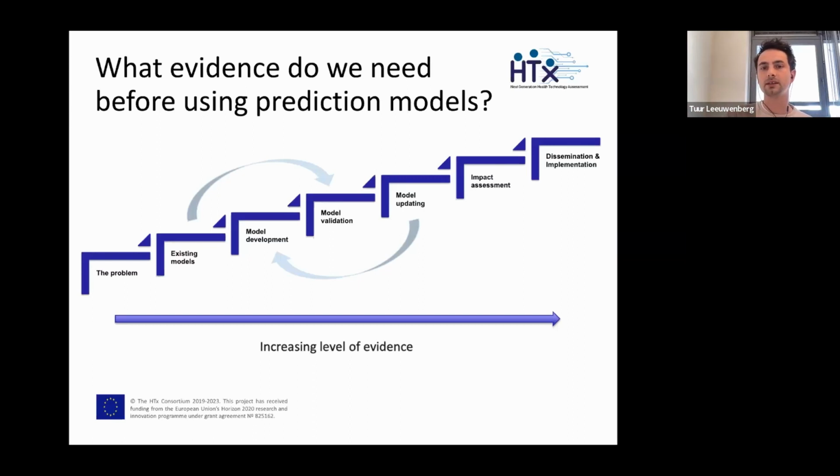So maybe if the physicians don't use the model or don't look at the model, then it also doesn't help. So that's also an important part to assess. And then once that evidence has been generated, then it could be used in practice. And as you can see, there are some arrows. So sometimes you may want to go into development, but then you find out there's a problem and you have to go back to the drawing board. So it's not always that you go from left to right.